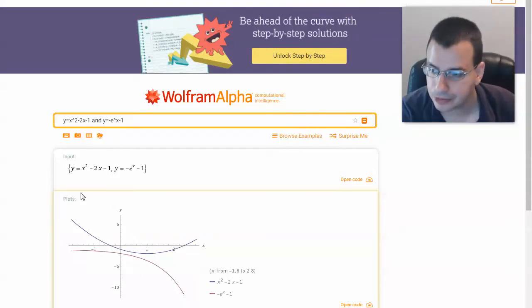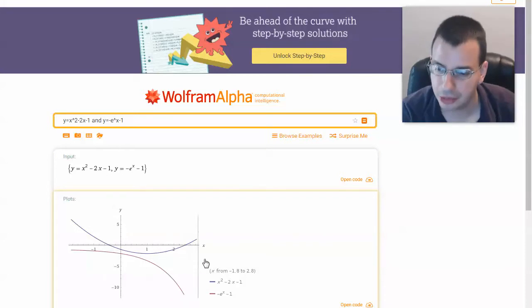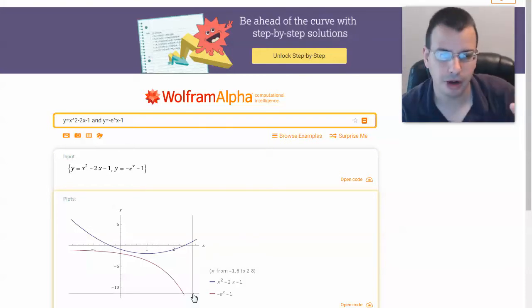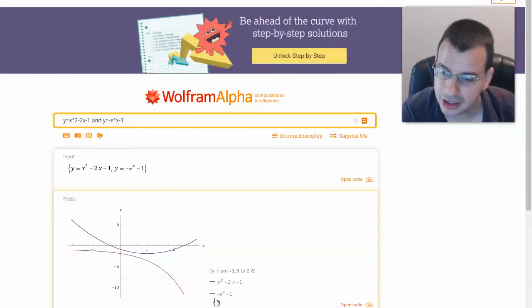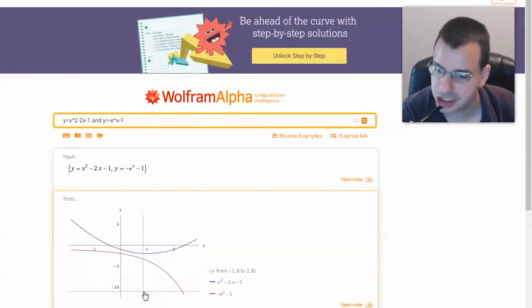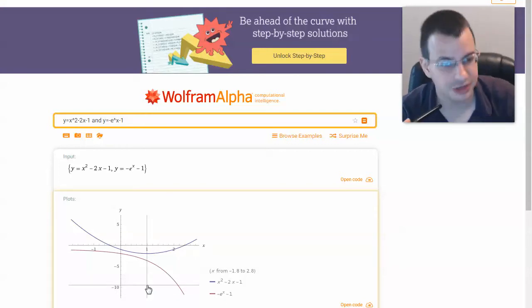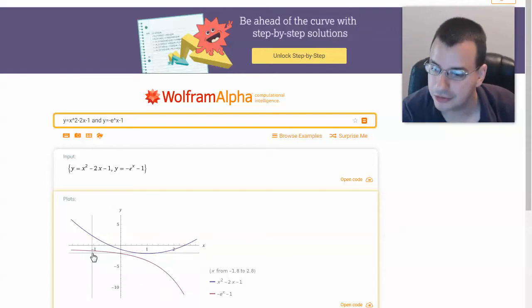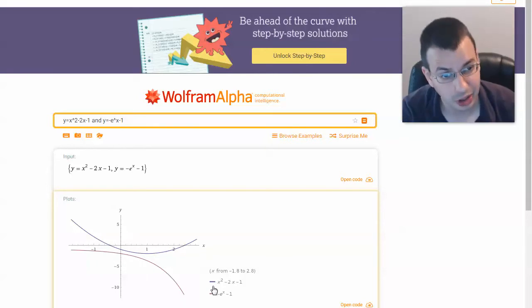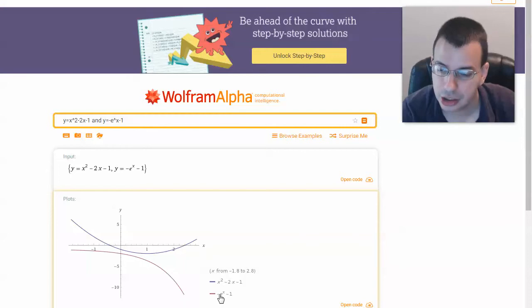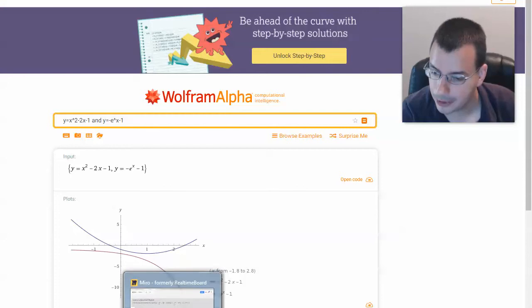Okay. Got that. So it looks like x squared minus 2x. So yep, it's an upward facing parabola, more or less. And then negative e to the x minus 1 is just e to the x but upside down, and then shifted down 1 as well. And we're looking for the area from negative 1 to 1. So the important part is these do not cross, and x squared minus 2x minus 1 is the one that's on top. Okay?